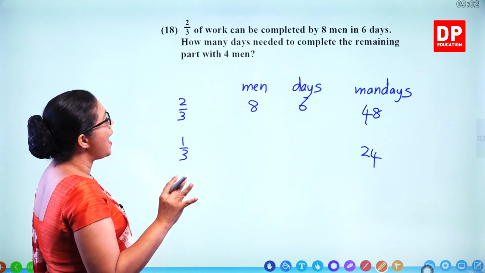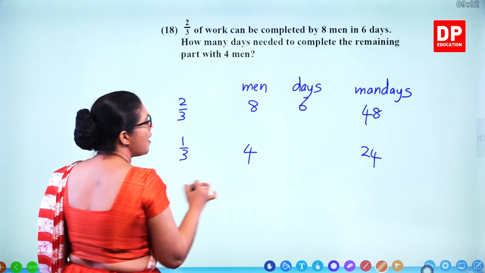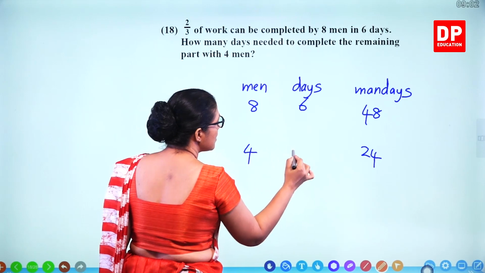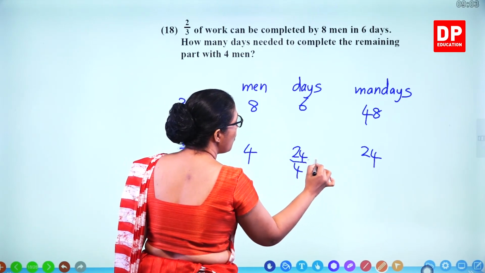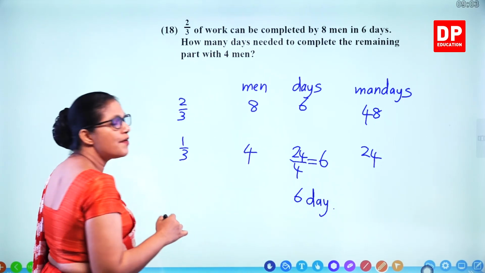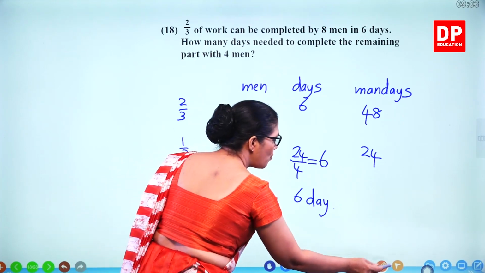So 24 man days of work is there to complete, but 4 men are there. So how many days can you spend for that? 24 divided by 4. You need 6 more days to complete the remaining work with 4 men. So 2 marks for that.